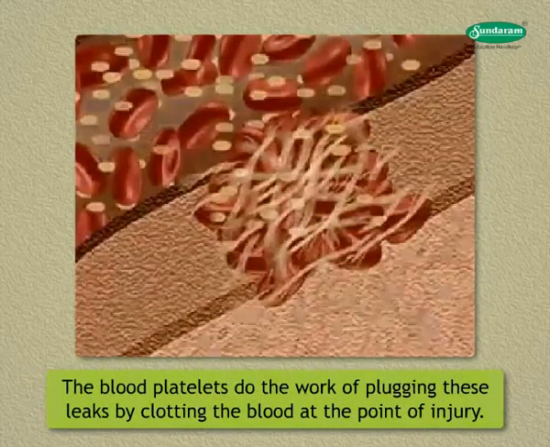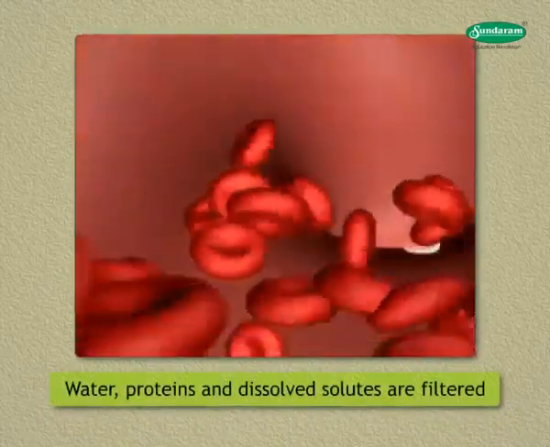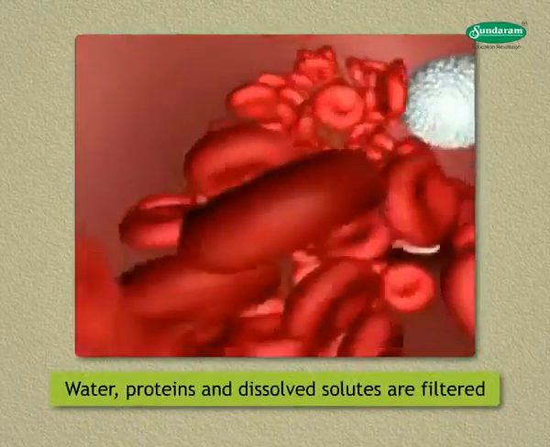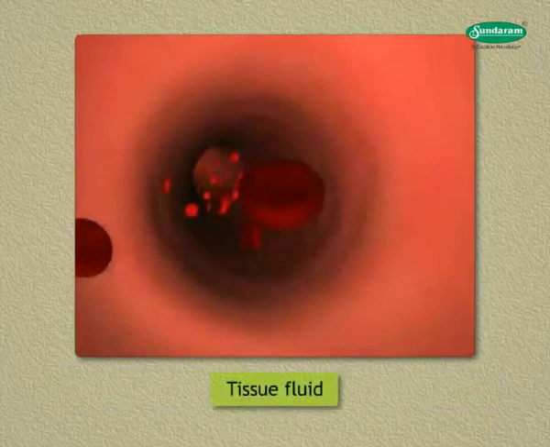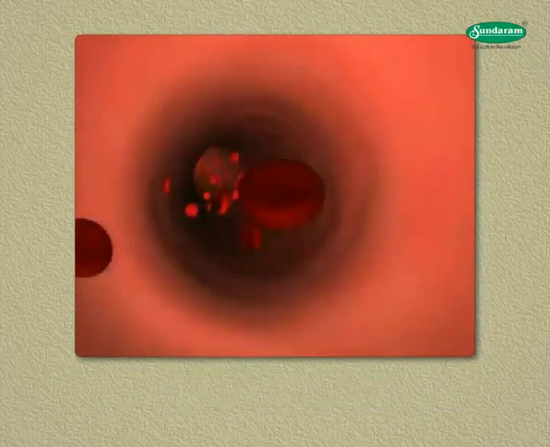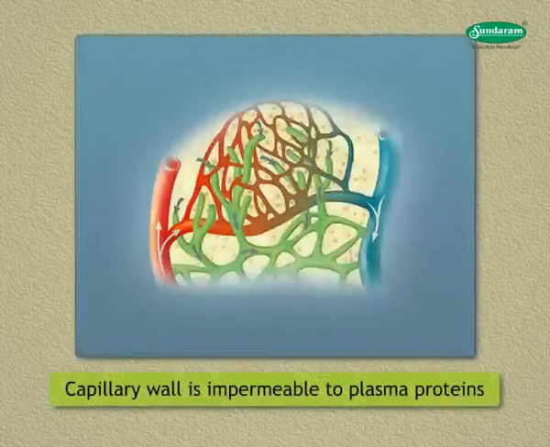Lymph. When blood flows in the capillaries, some amount of the water, proteins, and dissolved solutes are filtered out from the blood plasma into the tissue spaces. It forms the tissue fluid. It is similar to blood plasma, except that it has very less amount of proteins in it because the capillary wall is impermeable to plasma proteins.